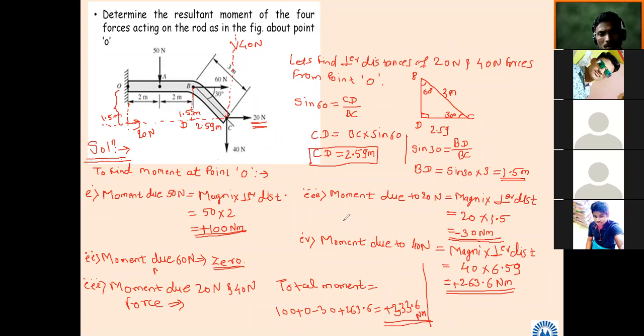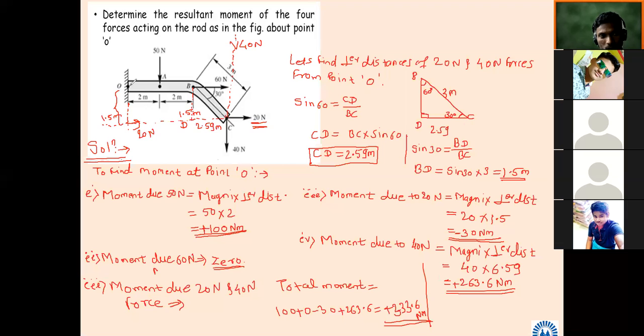Sir, can you repeat once? Shubham, which one? One bending moment problem: a rod is given which is not straight, it has a bend from O to A to B and B to C. Segments are there. There are 4 forces: 50 Newton force at A, 60 Newton force at B, and at C 2 forces, 20 Newton and 40 Newton. The 20 Newton is horizontal, 40 Newton is vertical.